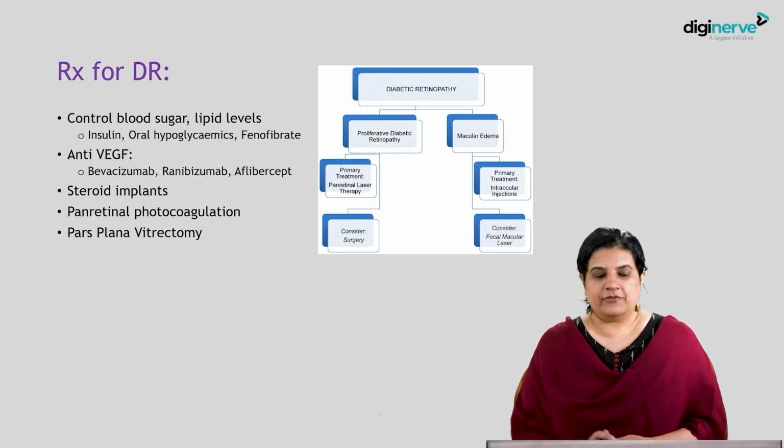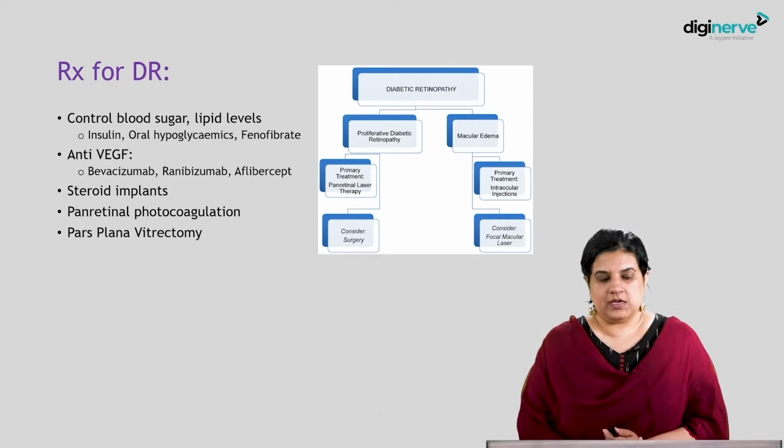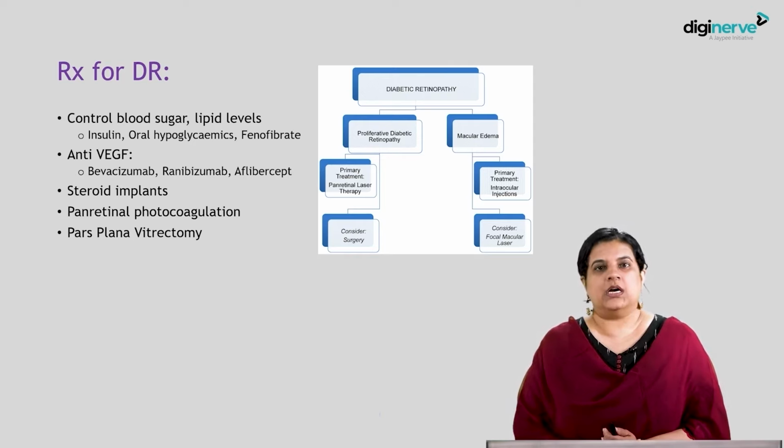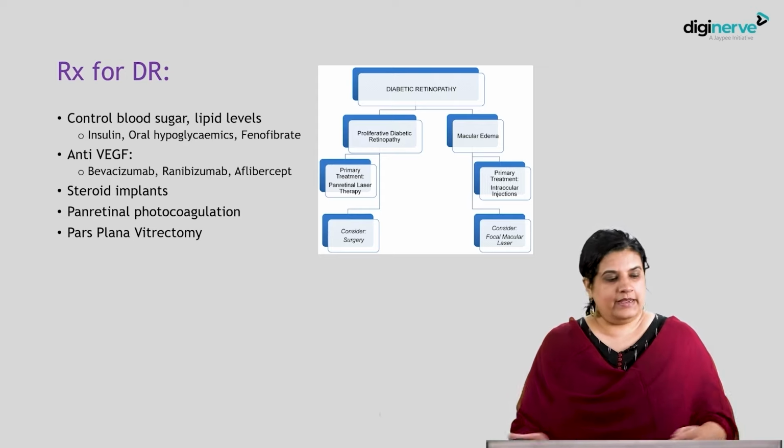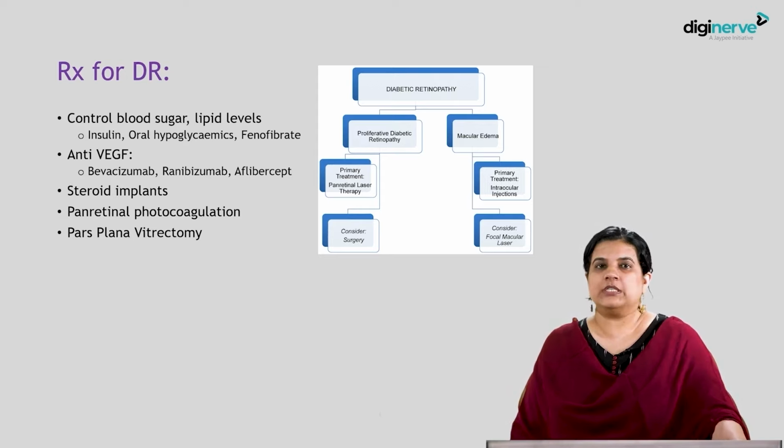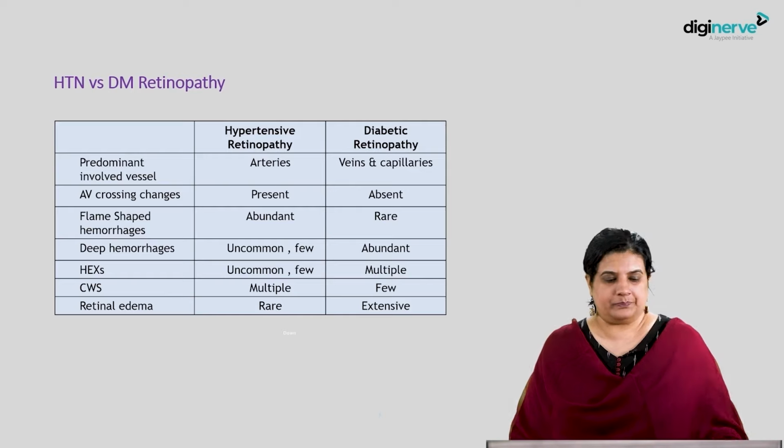So for proliferative diabetic retinopathy, the primary treatment is PRP, and if it doesn't work or if there is an element of retinal detachment, then pars plana vitrectomy is needed. If the patient has macular edema, the primary treatment is intraocular injections of anti-VEGF, and if it is resolved to a certain extent but you still have certain leaky areas, then focal or grid laser can be done.